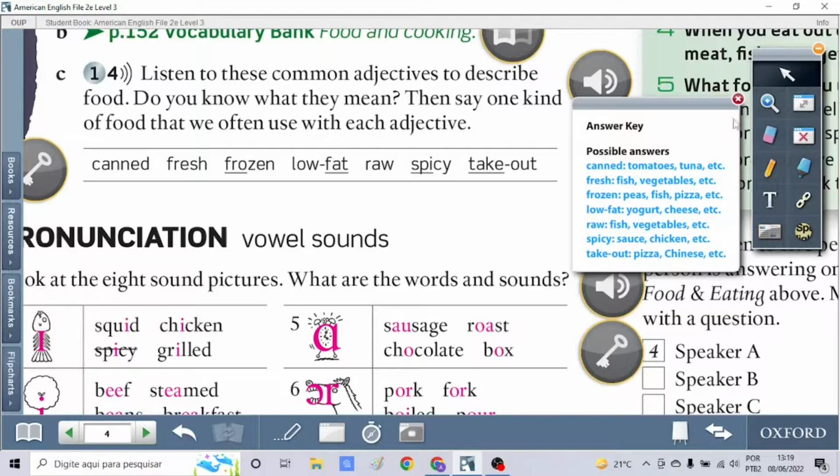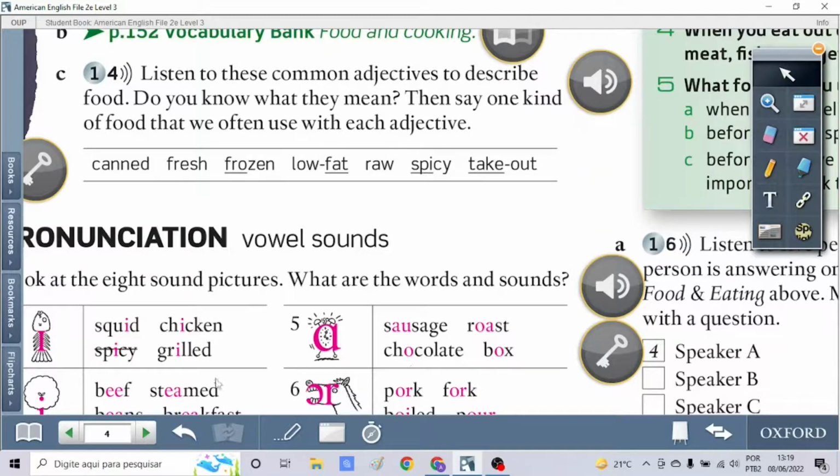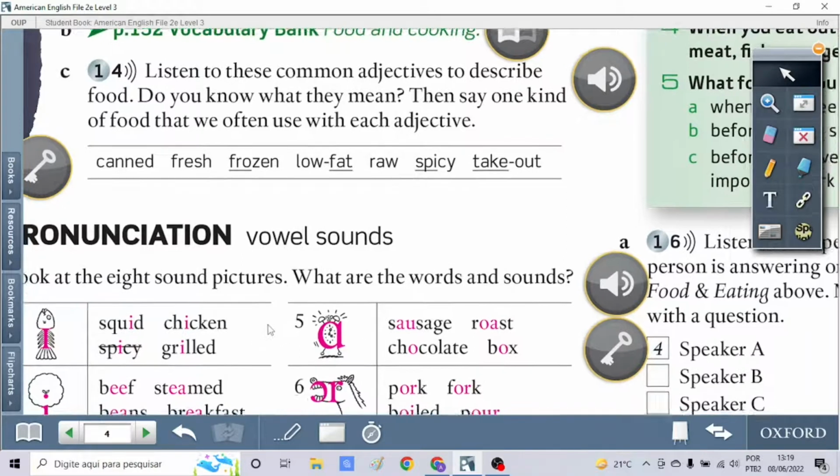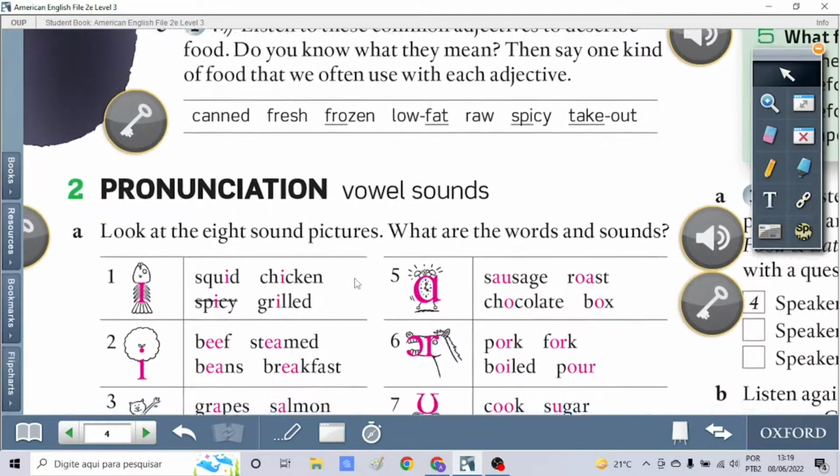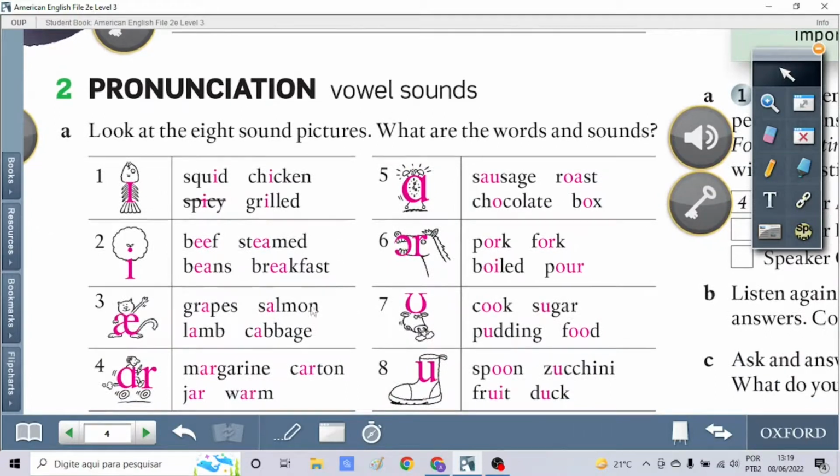Okay, remember that the takeout food is the food that we usually order from another place. Okay, we don't cook at home, we order takeout food. We buy it too in order to eat somewhere else, not at the restaurant where you bought it. Okay, all right, now let's go to pronunciation.